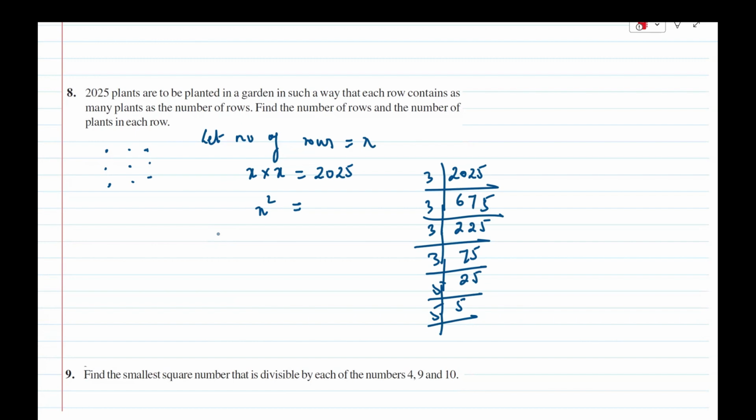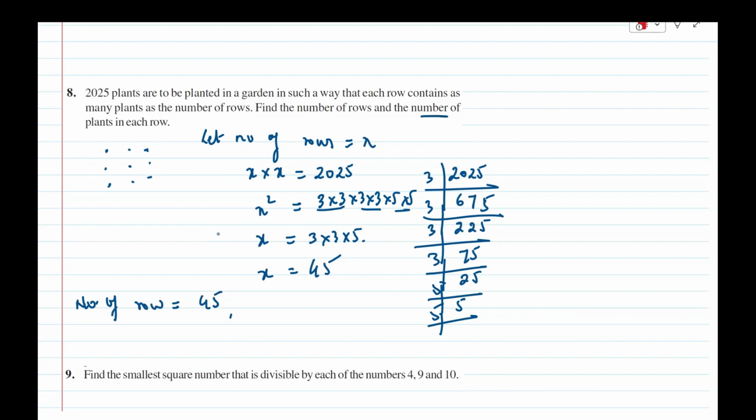So what is the prime factorization? 3, 3, 3, 3, and 5, 5. To find the value of X, make pairs and take 1 from each. So 3, 3, and 5. So X is how much? 3 3s are 9. 9 5s are 45. So the number of rows is 45. And there is another question. The number of plants in each row is how much? Same, 45. Correct?